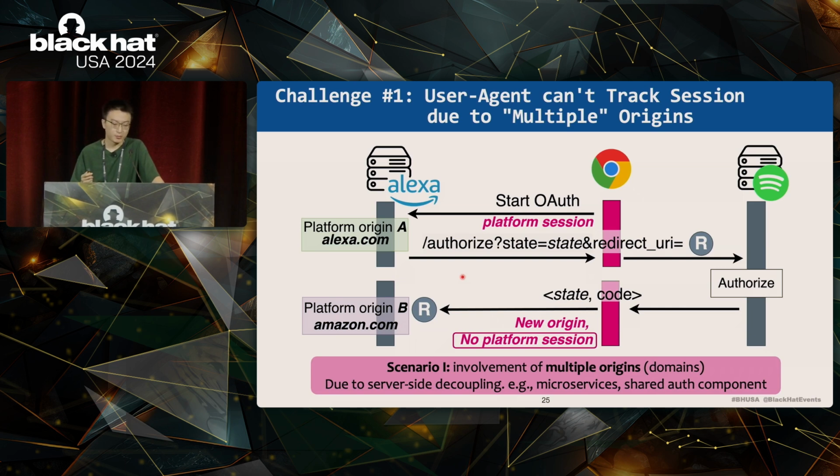So this is a common practice for big platforms for reasons like server-side decoupling. The problem here is that the browser cookie cannot be shared across different websites under different domains, so Amazon.com, which received the authorization, knows nothing about which user to link to without a session.